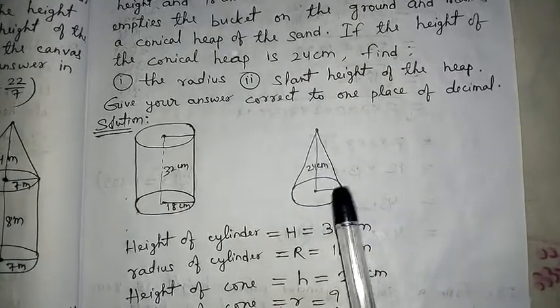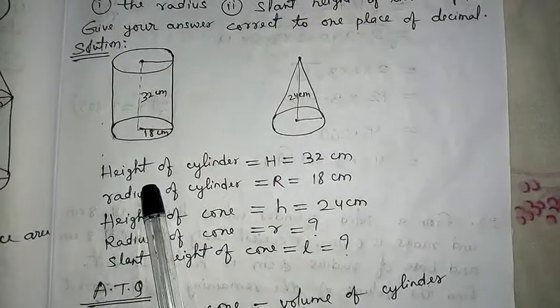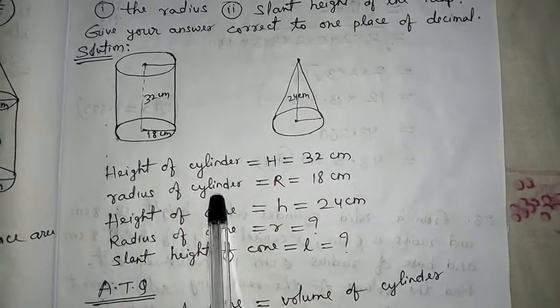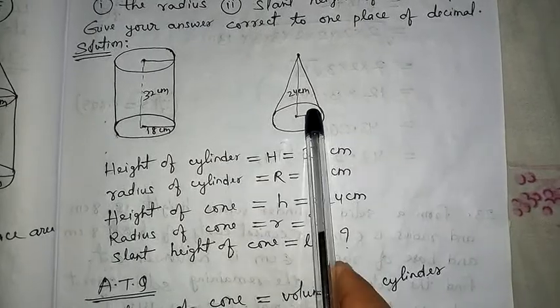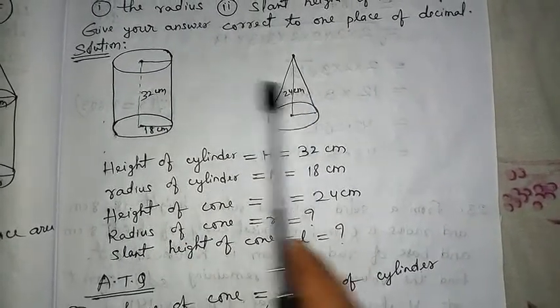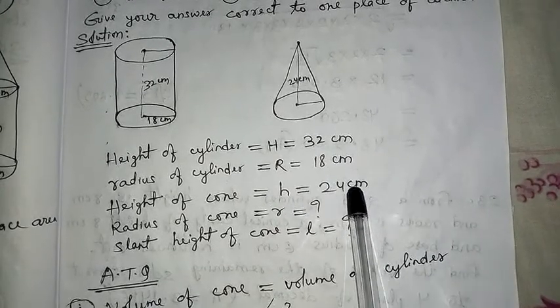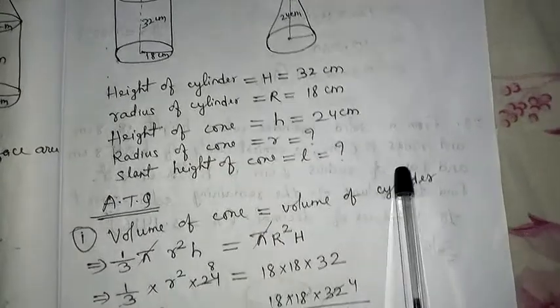You have to find the slant height of the cone, that conical heap. Now all I wrote here: height of cylinder, capital H, 32 centimeter, radius of cylinder, capital R, 18 centimeter. You can see here height of cone, that is small h. Both are two solids, so one is for capital, one is for small, like that 24 centimeter. Next you have to find the radius of the cone and the slant height of the cone.